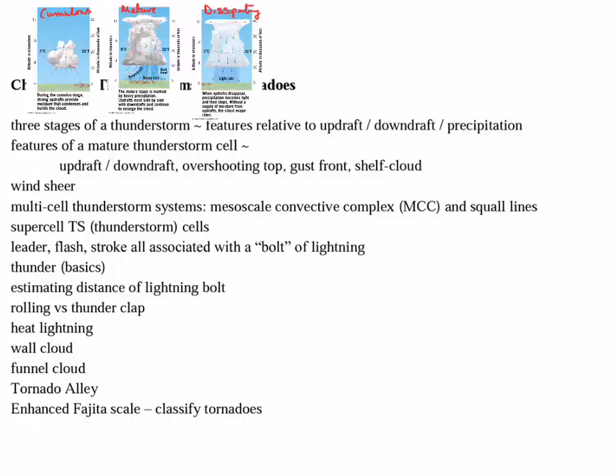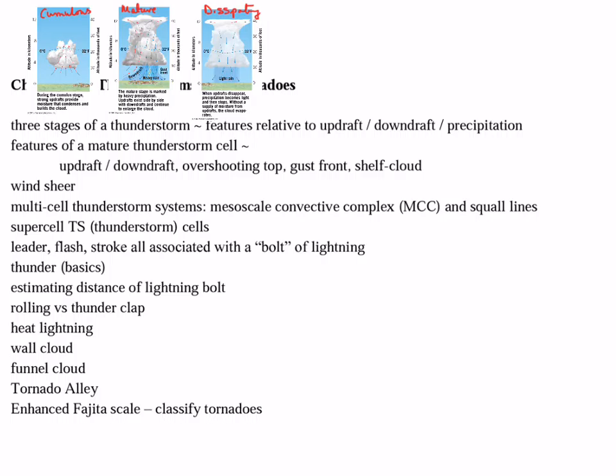So the first one says three stages of thunderstorms. That was one of your quiz questions. Cumulus, mature, dissipating. And remember, cumulus has an updraft. Mature has updraft and downdraft. And the dissipating has only a downdraft.